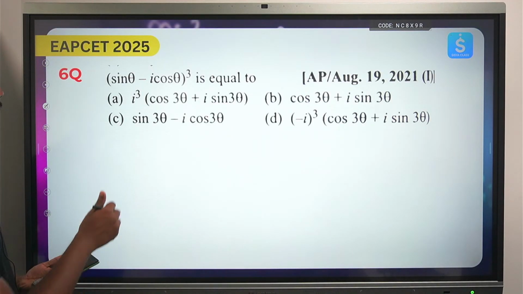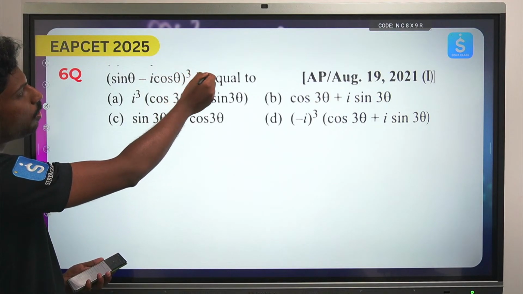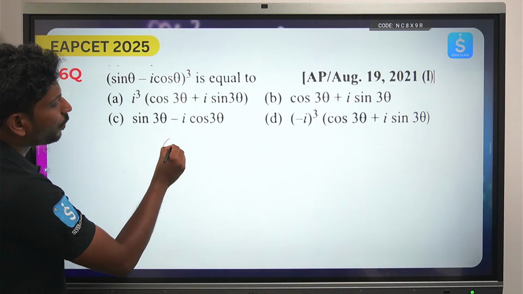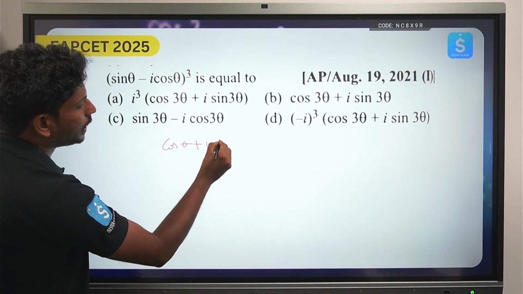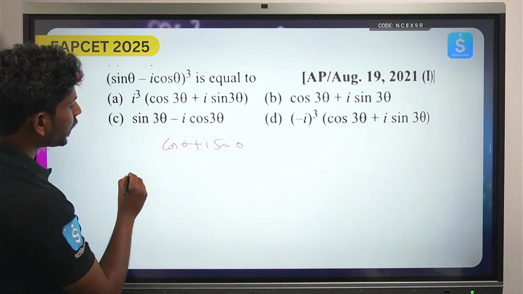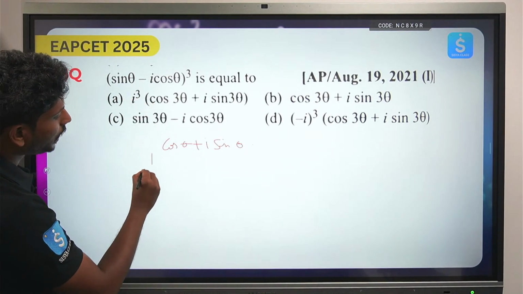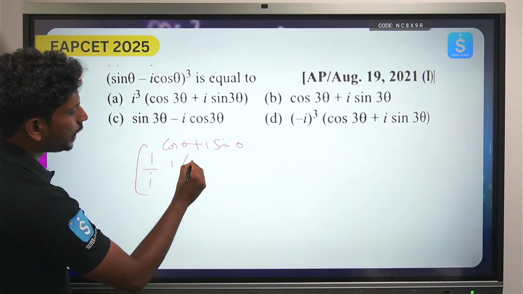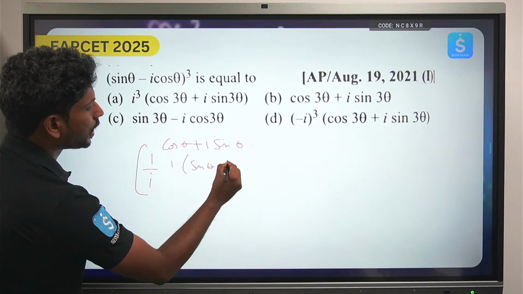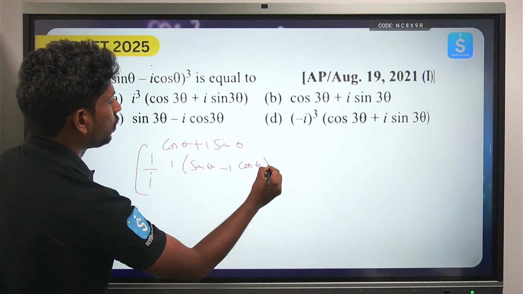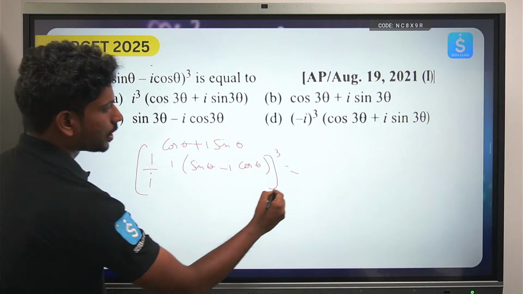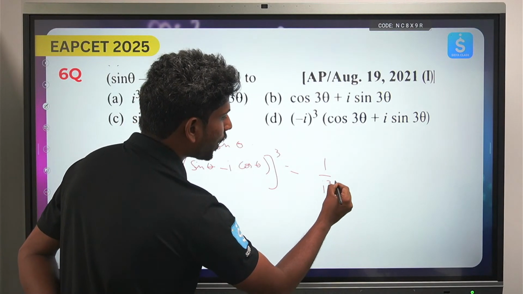See the next question. Sin theta minus I cos theta whole cube is equal to. The same thing, you need to write it again in the form of cos theta plus I sin theta. You should write this formula. Immediately what you do is divide and multiply by I. So I times I into sin theta minus I cos theta whole cube. I'm just dividing and multiplying by I, so I will get 1 by I cube.